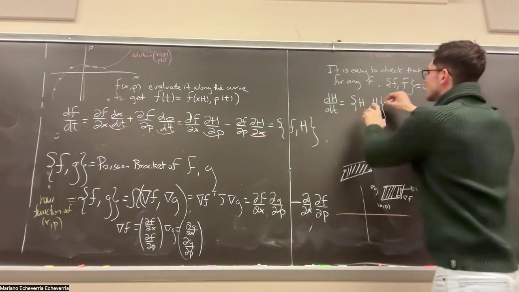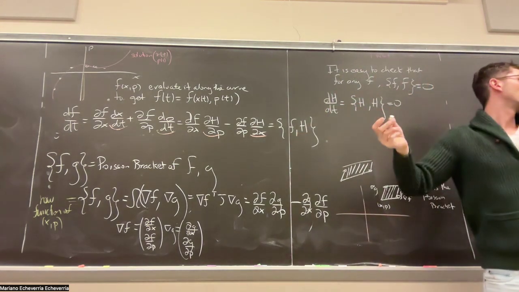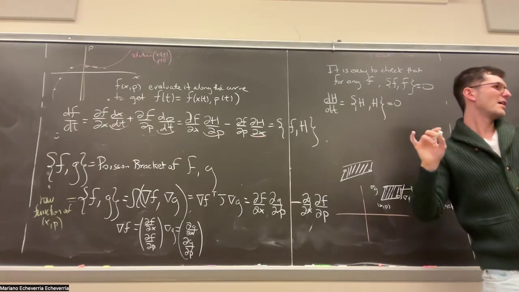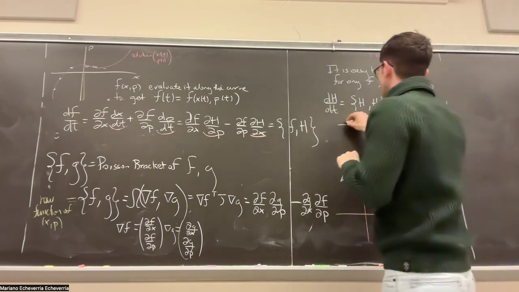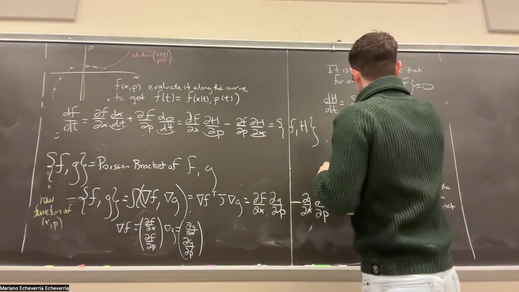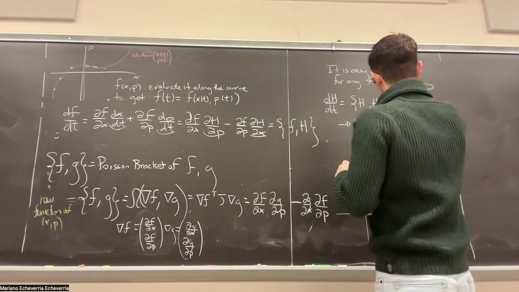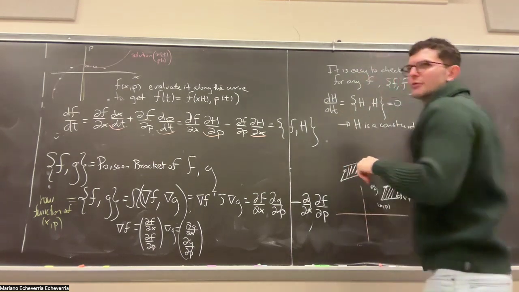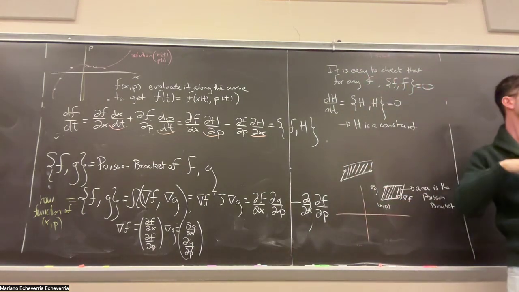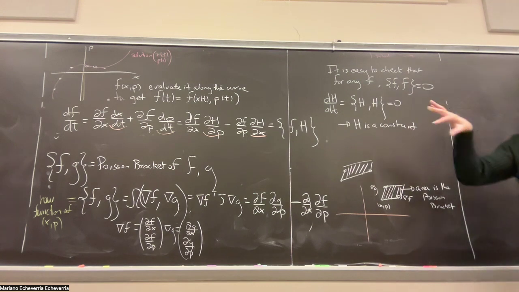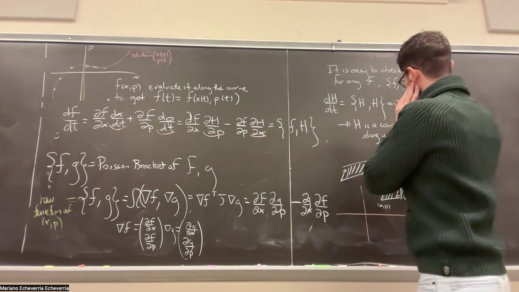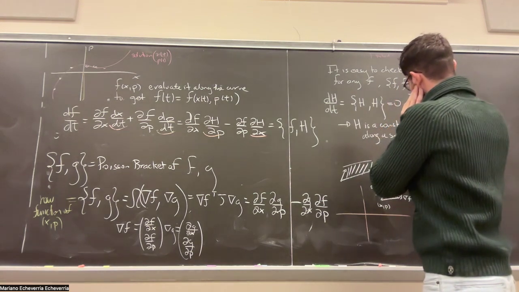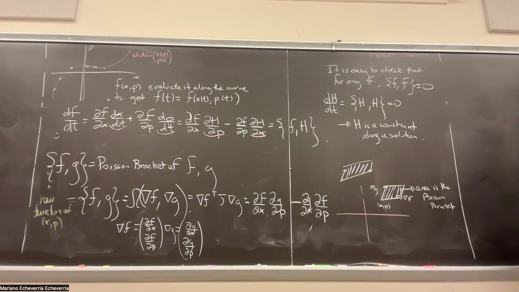But this should be zero, and that tells you that the Hamiltonian is conserved along a trajectory, which we already knew, but this is a more formal way to see that. So that means h is constant along a solution. It's a more elegant way of checking that the Hamiltonian function is constant along a solution. Is that making sense?